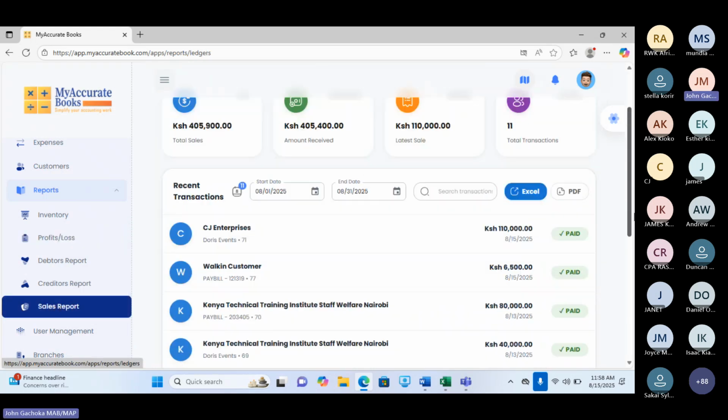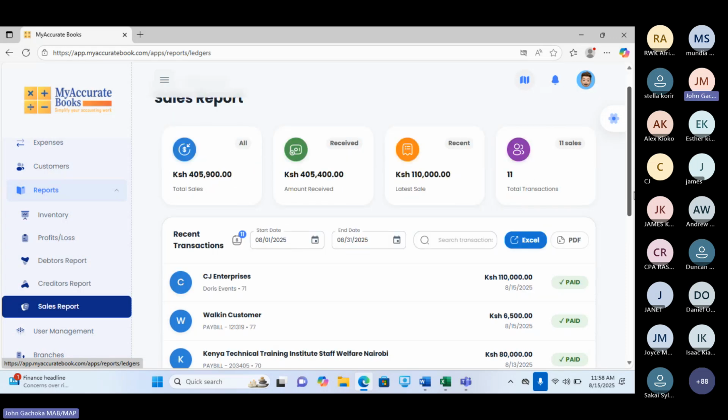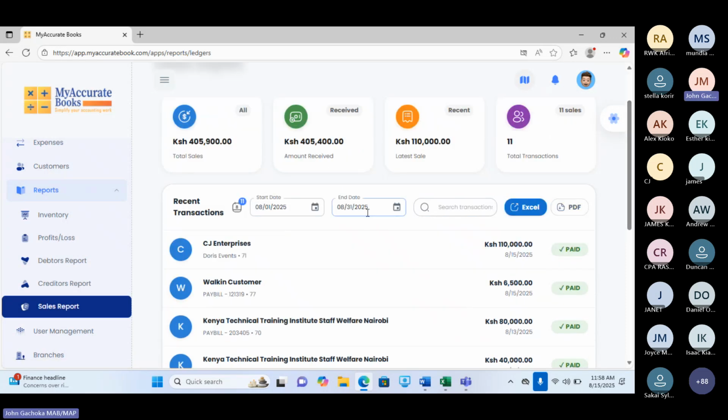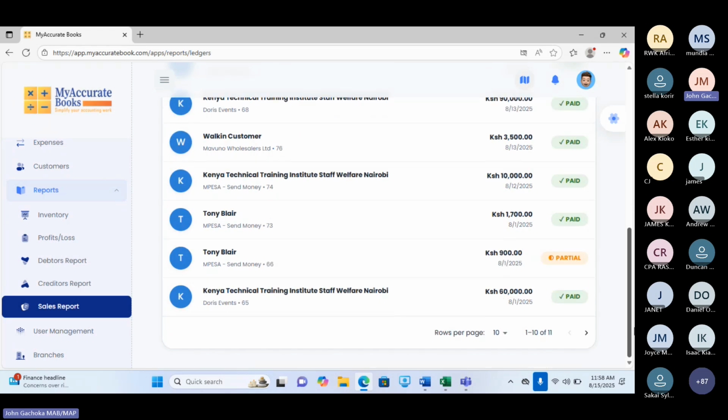So this shows you can download it in PDF or in Excel. You can again filter the information that you want. And most importantly, when you download it, you're able to see how the payment came in, whether in cash, through PayBill or Pochi la Biashara, or through a bank account. You're able to see all that.